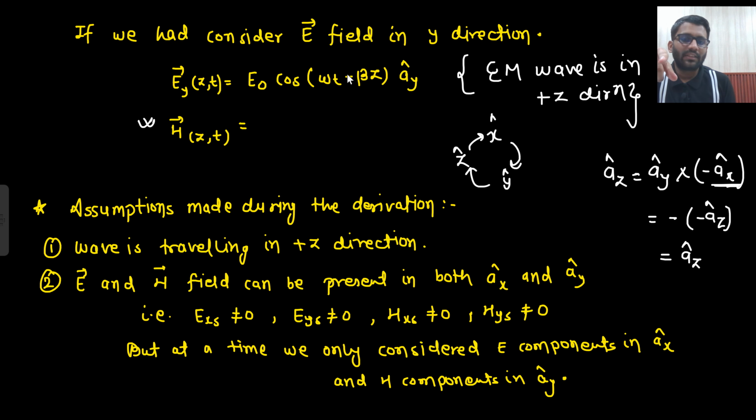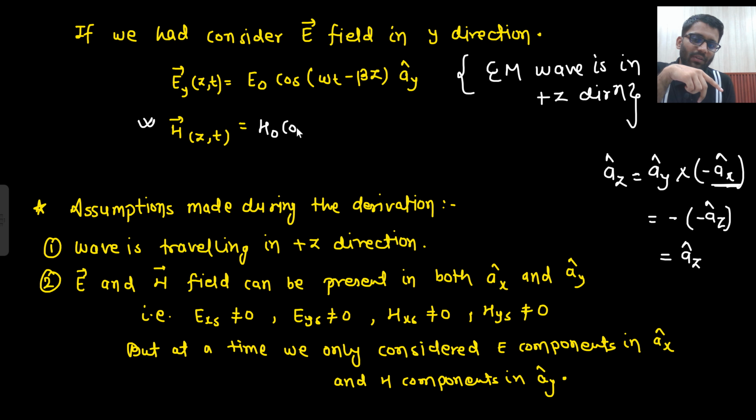If this was plus here, then in which direction would it be traveling? Minus a_z cap. So do you need to put another minus sign here? No. Then your answer would have been a_x cap. But here there is no plus sign. So now the EM wave is traveling in the positive z direction. If the EM wave is traveling in the positive z direction and the electric field is in the y direction, then your magnetic field will be in minus a_x cap. So H naught cos(omega t minus beta z) times minus a_x cap.